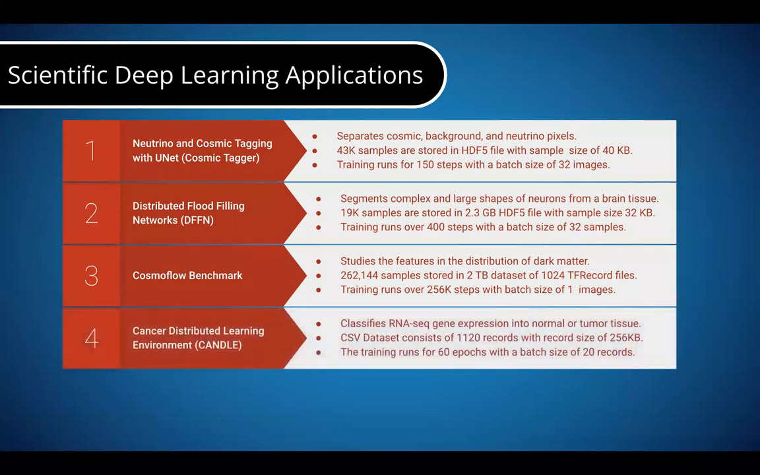Then we have the popular Candle application, which is the cancer distributed learning environment project. This application classifies RNA sequence gene to detect normal or tumor tissue in the image. It has a 700 megabyte dataset, which consists of 120 records with each record size of 256 kilobytes. The dataset is stored and read using CSV format, and the deep learning models consume the entire dataset through 60 epochs with a batch size of 20 records at a time.